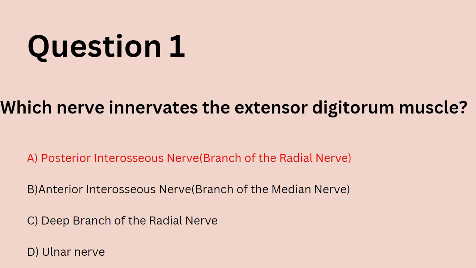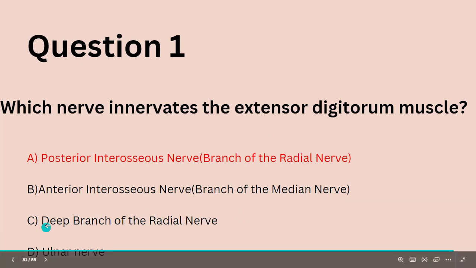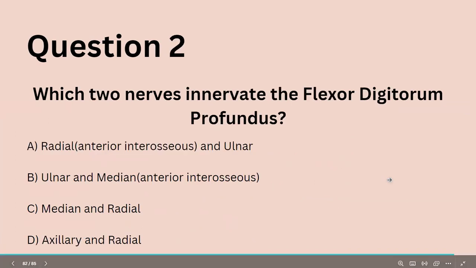The deep branch of the radial nerve supplies the deep layer of your muscles, and not the superficial layer of your muscles, which is why this answer is wrong. And the ulnar nerve is also responsible for the flexor compartment of your forearm, not your extensor compartment. So this is a pretty simple question.